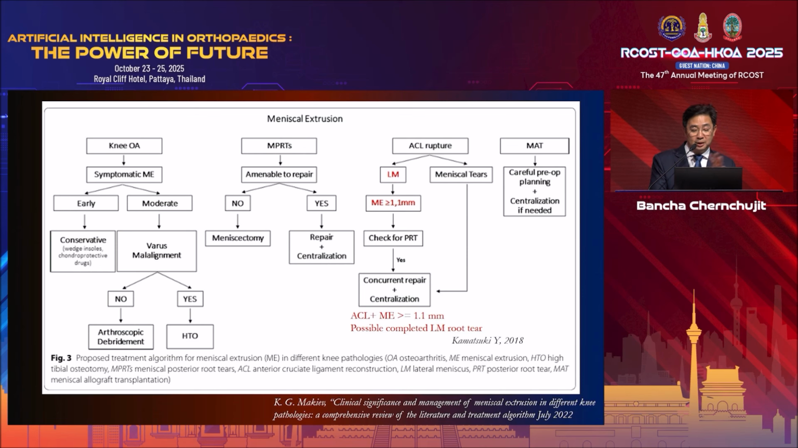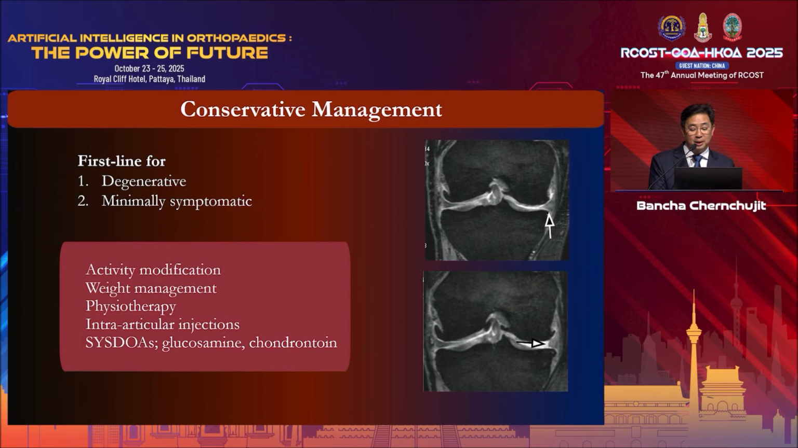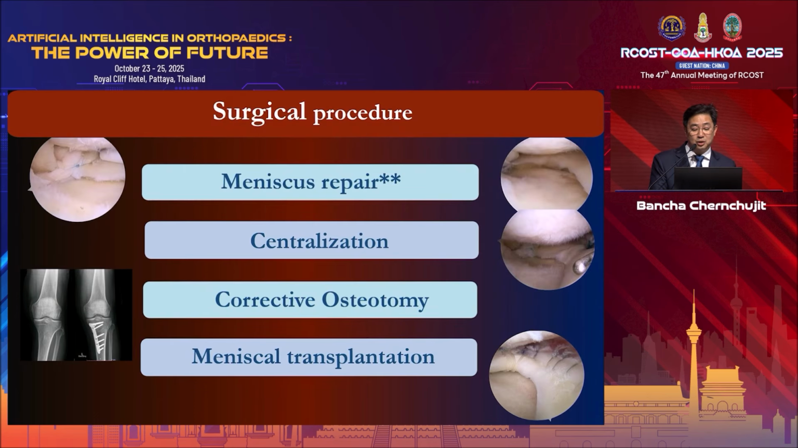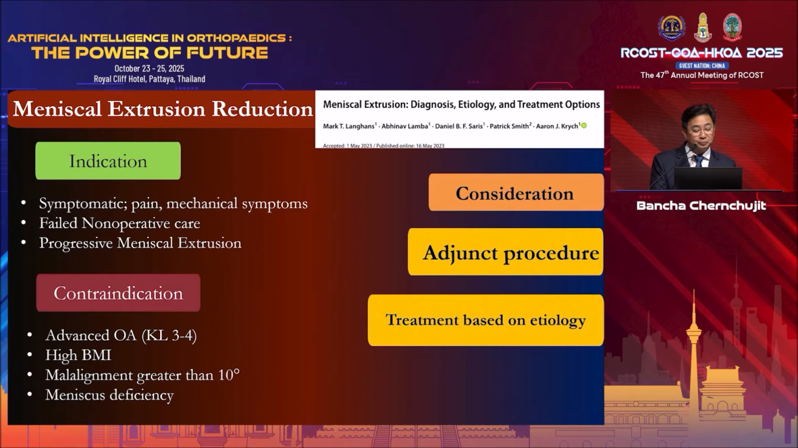So if you look at this diagram, it's a bit complicated. Look at the lateral side. When you have extrusion on the lateral side, even just 1.1 millimeter is very serious, because most of the lateral side has no extrusion. So think about the root tear, and you need to address this problem. Don't wait too long, otherwise it's not easy to reduce the meniscus. Conservative treatment is always first if you have degenerative or paraphysiologic. And these are the surgical procedures, which include meniscus repair, radial or root repair, centralization, and corrective osteotomy.